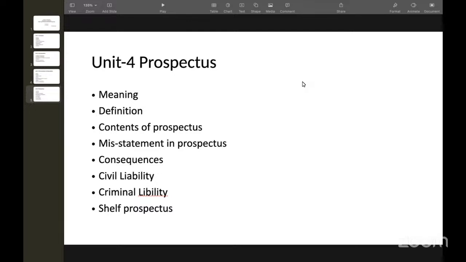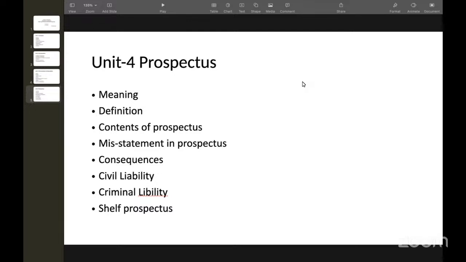The case example of criminal liability is Rex versus Kylsant, in 1932. The company issued a prospectus that exaggerated its financial stability, leading to significant investor losses. The court held the directors criminally liable for fraudulent misrepresentation. So this was the case example for criminal liability.